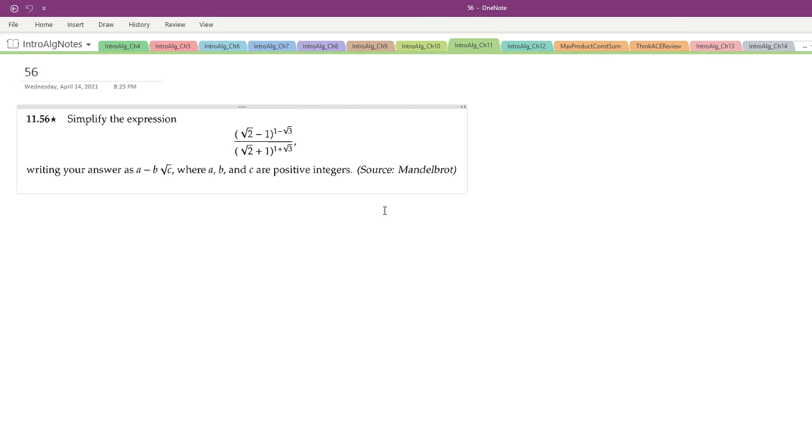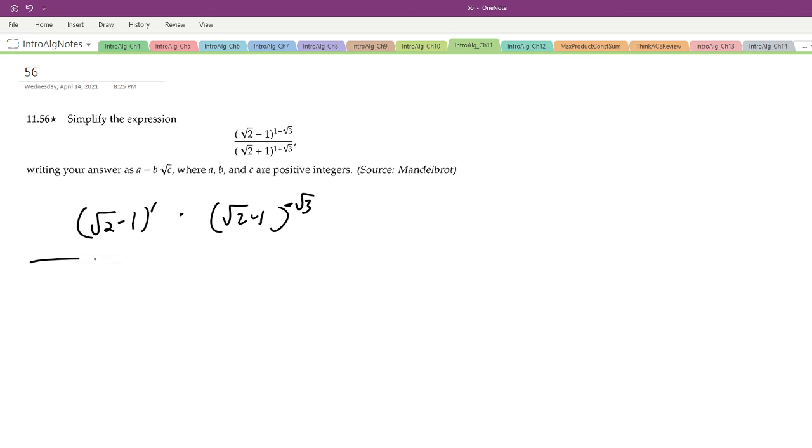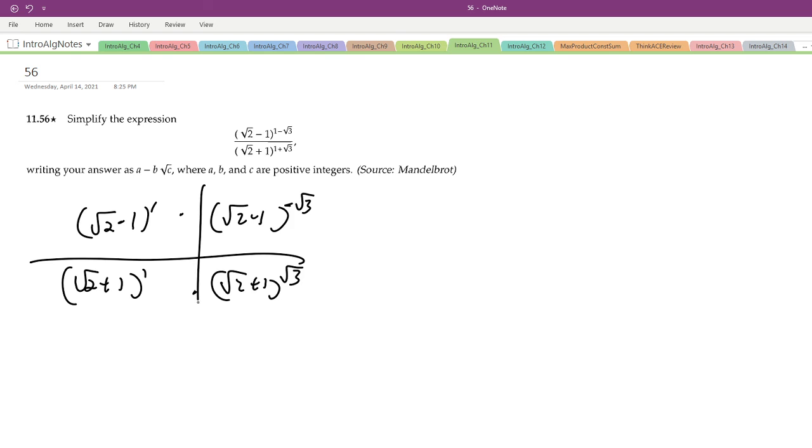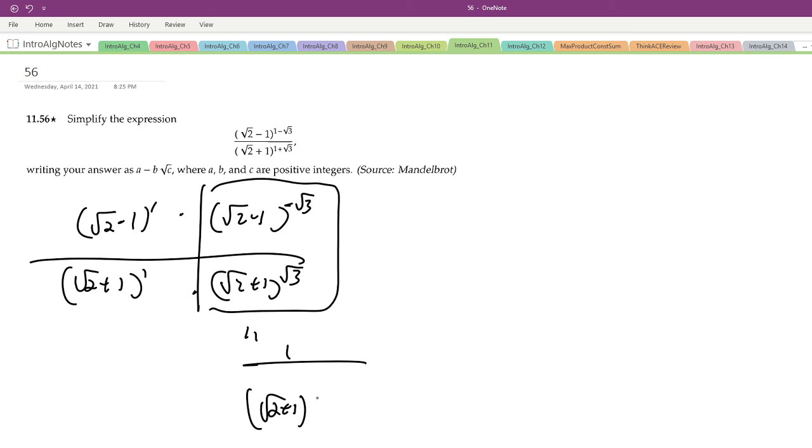Next, so this one, let's see, okay, so we can have root 2 minus 1 of the 1 times root 2 minus 1 of the negative root 3, then it's root 2 plus 1 of the 1 times root 2 plus 1 of the root 3. So here, this part is equal to 1 over root 2 plus 1 and root 2 minus 1 and the root 3. So it's equal to 1 over 1 root 3, which is equal to 1. Okay, so this part is done.